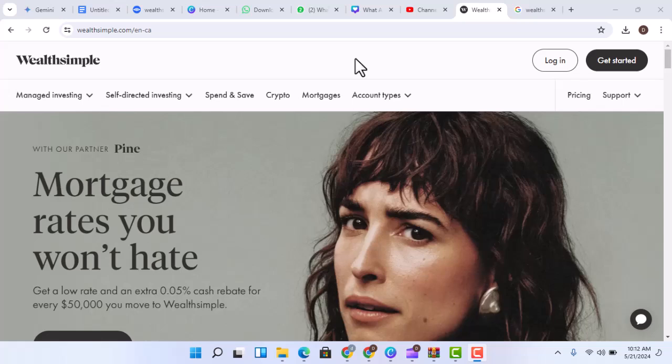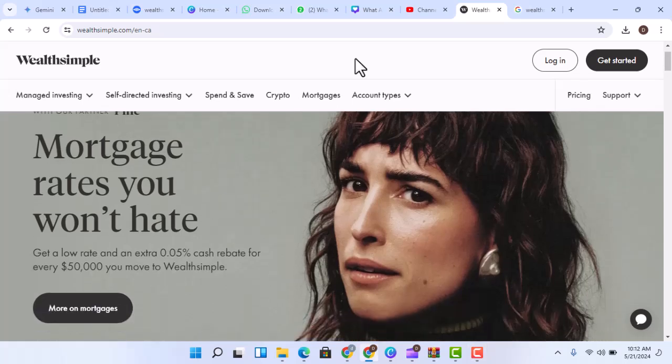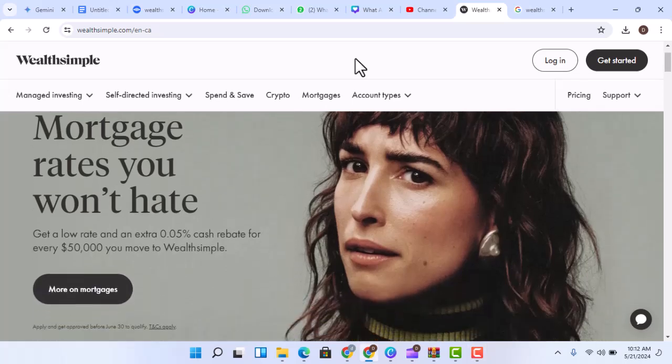What if I told you there's a platform that lets you invest in both traditional stocks and cryptocurrencies, all in one place? That platform is Wealthsimple.